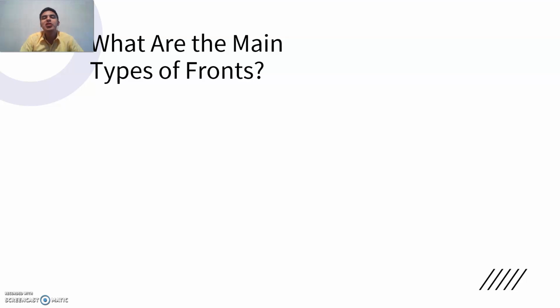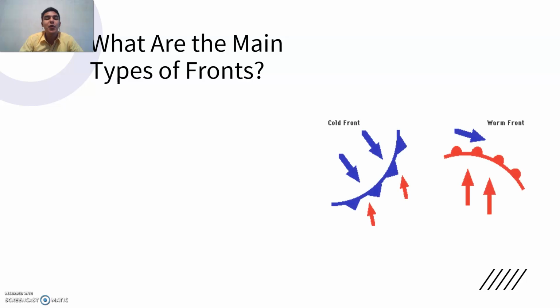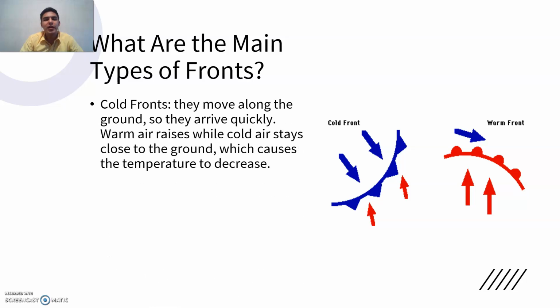So my question is, what are the main types of fronts? In total, there are 4. Here we have 2 examples of the fronts that we were talking about. We have a cold front and we have a warm front. Let's go over each one of them so we can have more information.